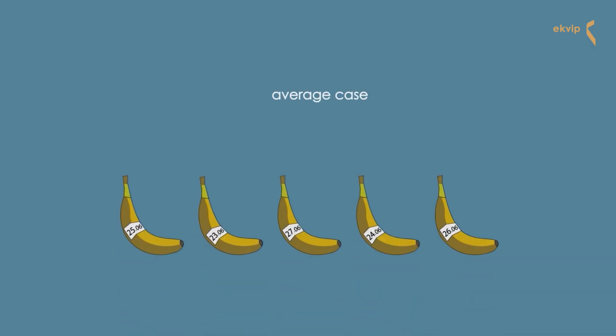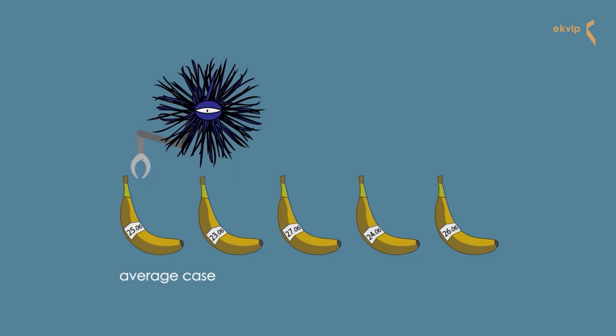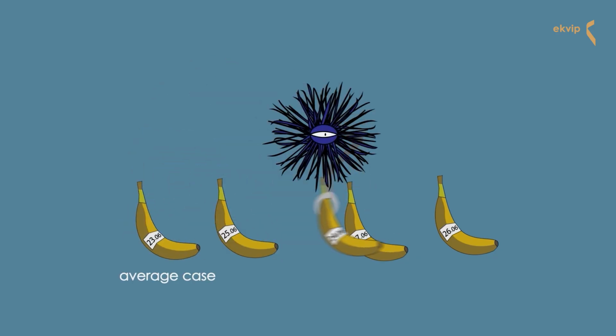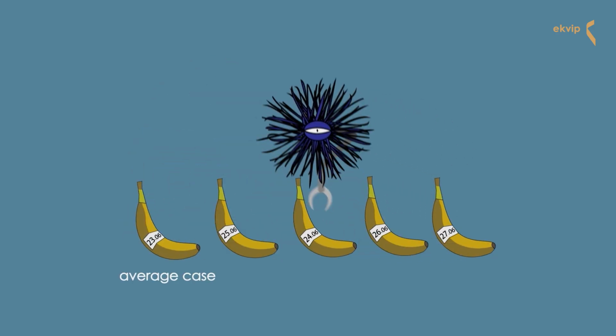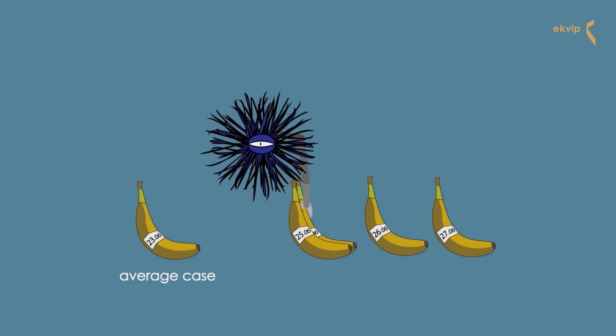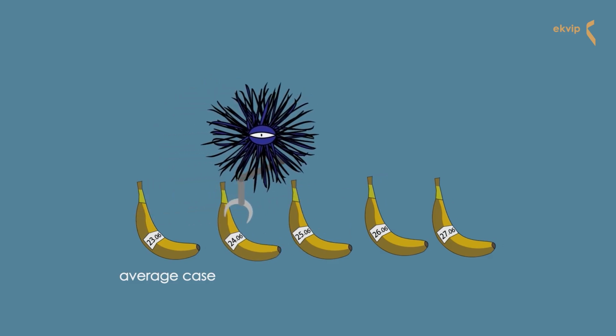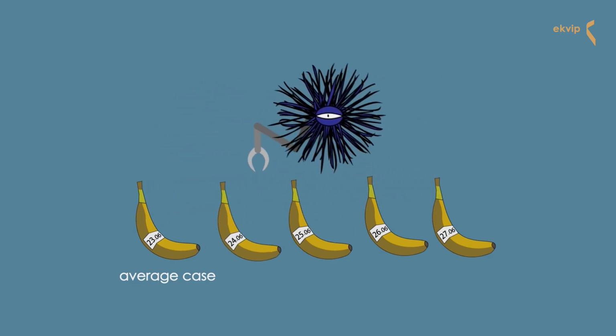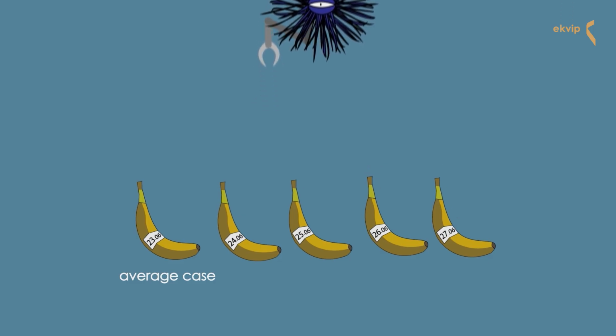Now in the average case, the bananas are a little jumbled. Not a total disaster but not perfect either. The SortoSceneBot 3000 needs to do some comparing. A few swaps here and there. A little work, but manageable.